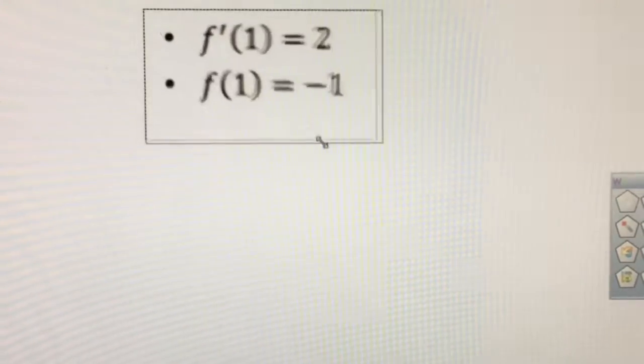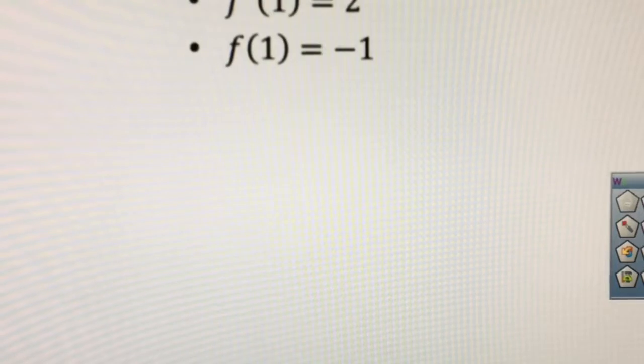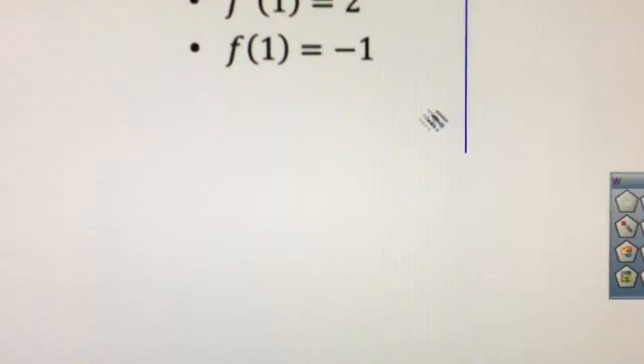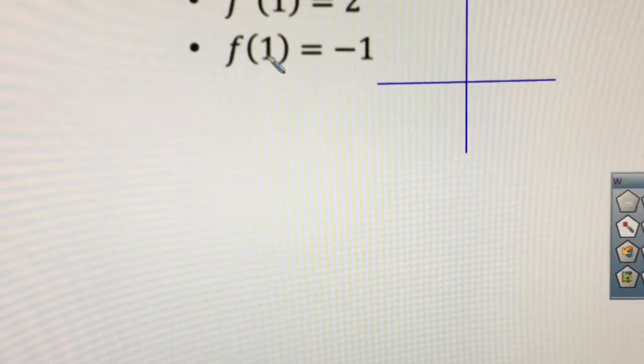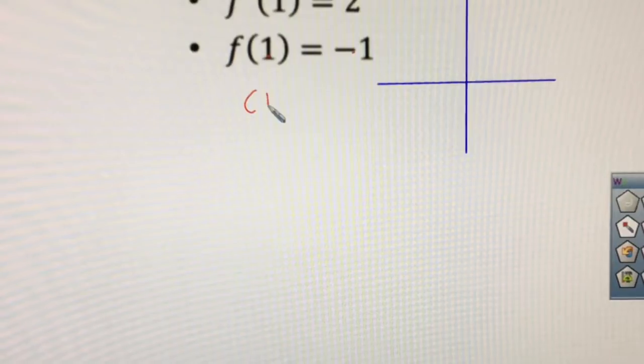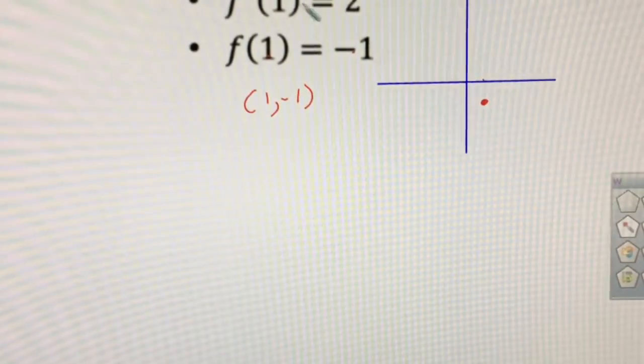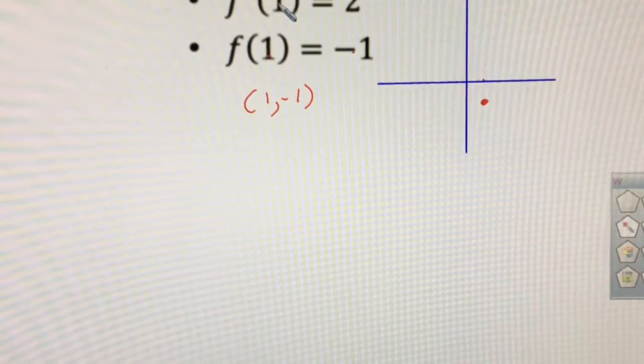So it tells me that if I have a graph at x equals 1, y equals negative 1. Not there, f. That means x equals 1, y equals negative 1. So my graph is going to be at 1, negative 1, there's going to be a point. And then the slope at 1 is going to be 2.